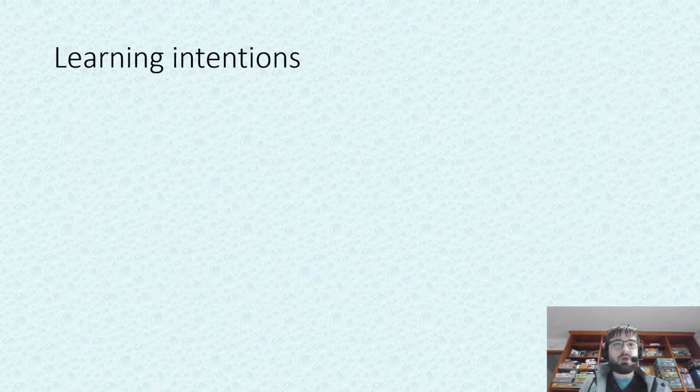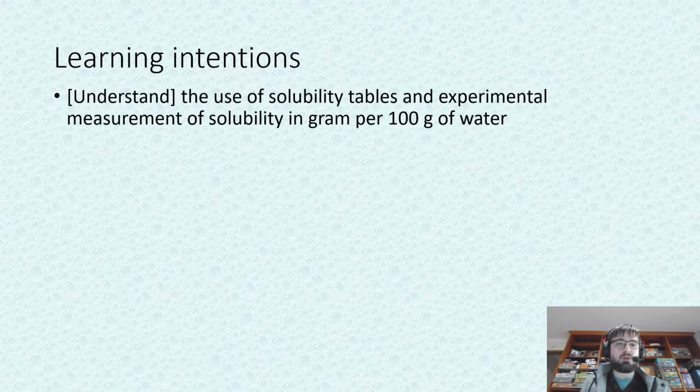So in terms of what our learning intentions are here, I'd like you to be able to understand the use of solubility tables and experimental measurement of solubility. We're going to look at some different concentration units in the next PowerPoint, but for this one, we're just going to be talking about grams per 100 grams of water.